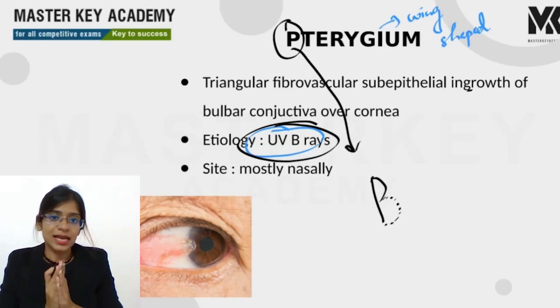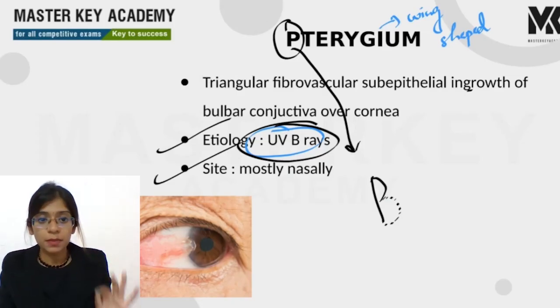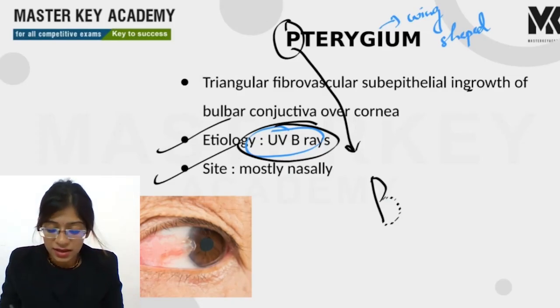Now, where does it occur? Site. Okay, not the first point. Second and third point, they are PYQs. Pterygium, where is it mostly seen?